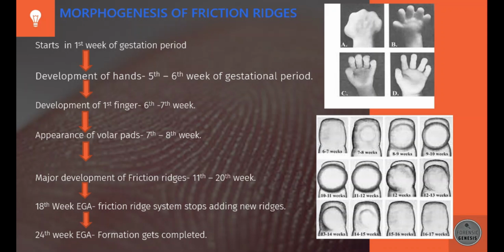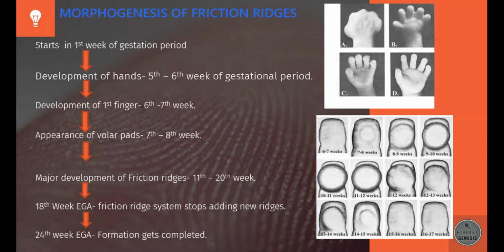So the major development of friction ridge takes place between 11 to 20th week. After 18th week of EGA, or estimated gestational age, friction ridge system stops adding new ridges. The ridges are locked into their configuration. So whatever ridge formed over there is locked, and there is no adding of any other new ridge. By the week of 24th in estimated gestational age, the formation gets completed. That was the process of formation of friction ridges.